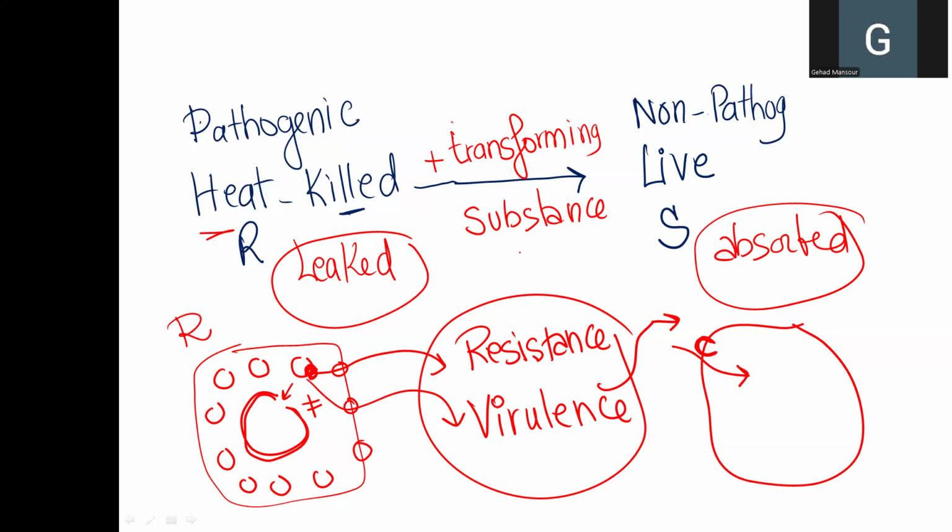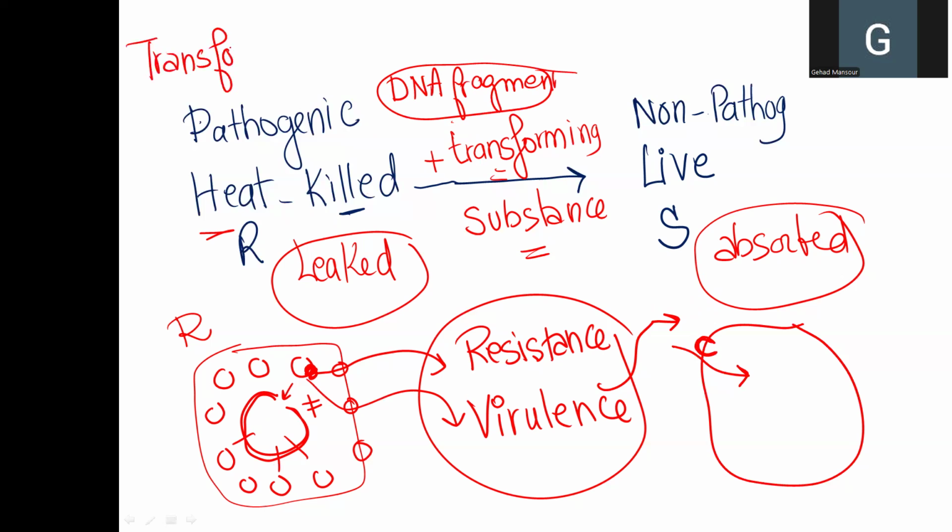Sometimes the transforming substance is not carried by plasmids, but just by DNA fragments. Any DNA fragment can pass. For example, if it happens that the main DNA here is fragmented, then it can also pass. So the transforming material and transformation can occur either via DNA fragments or via plasmids that carry genes. This is a very important piece of information to retain.